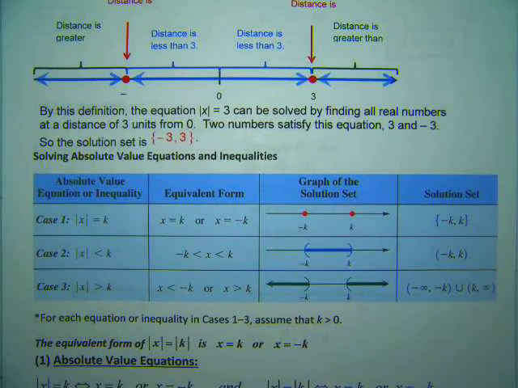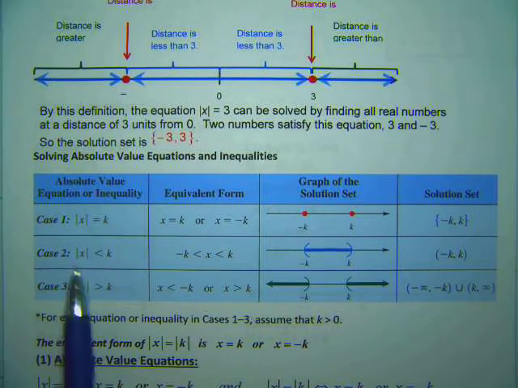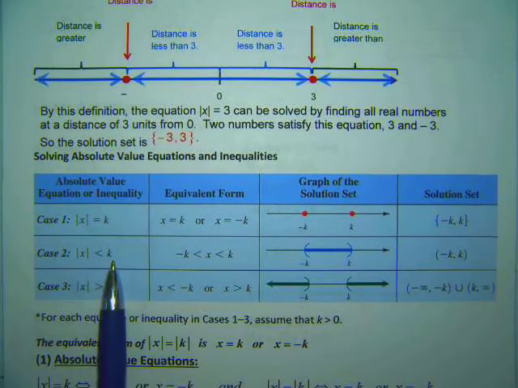Now for the absolute value inequality, the two cases, the less than and the greater than, are different, not like the quadratic inequality and the rational inequality where they were the same. Here they are different. So let's look at both cases. The first case, let's look at the less than.